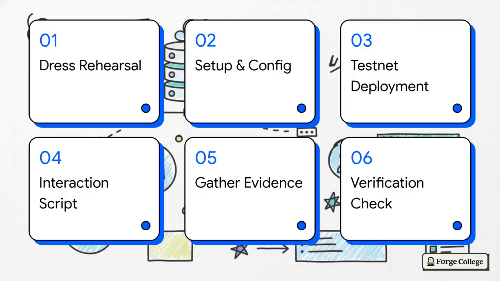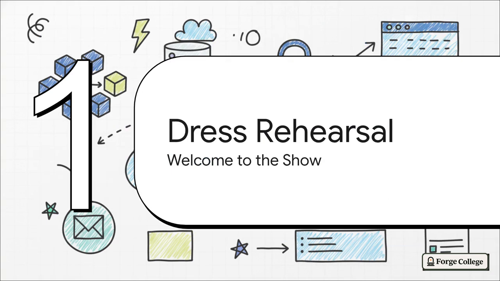Okay, let's dive right into this. Here is our playbill for taking a smart contract live today. We'll start with the dress rehearsal, move into setup and config, tackle the actual testnet deployment, run our interaction scripts, and finally, we'll wrap up by gathering evidence and performing our final verification check. All right, let's transition right into our first act.